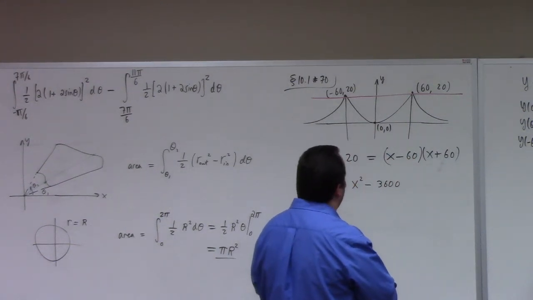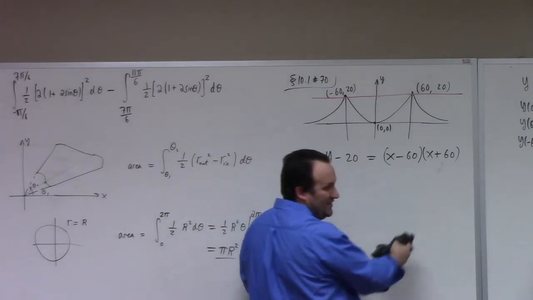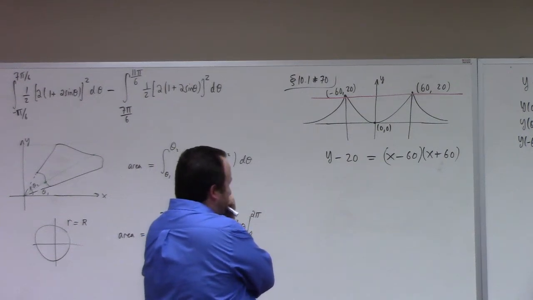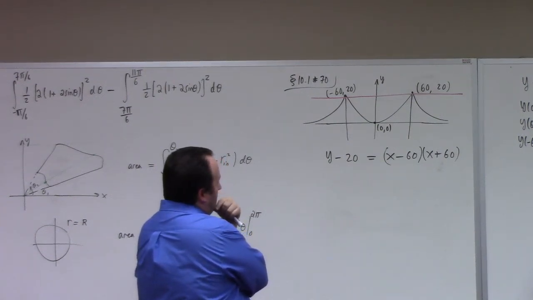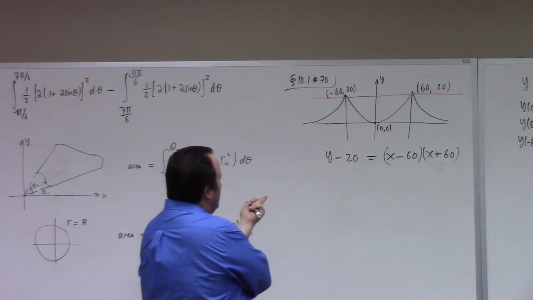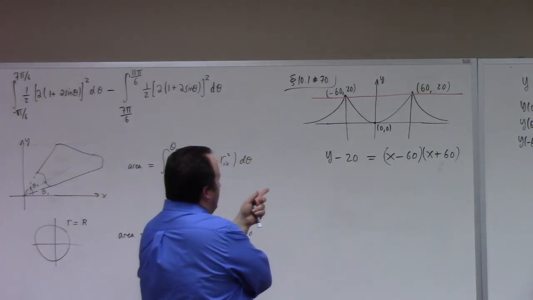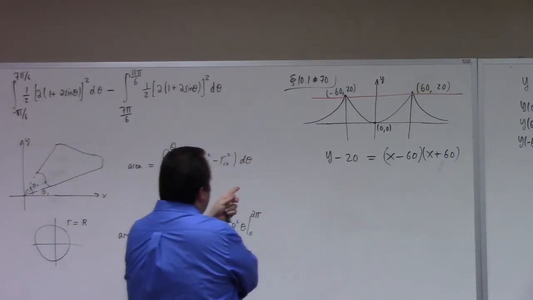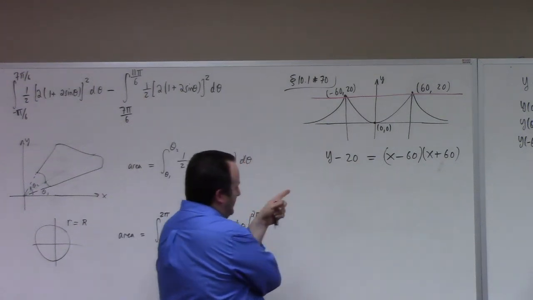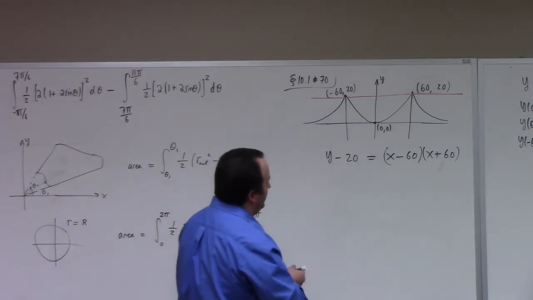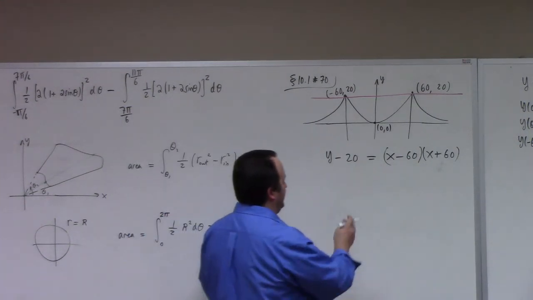Plus 20. Yeah, I know, but I'm not disagreeing. I don't believe in it. See that if I plug in x equals 60 or minus 60, I do get y equals 20 there. But what happens if I plug in x equals 0? See, this isn't quite right. This is not quite right. Yeah, see, that's the thing that's wrong with this.